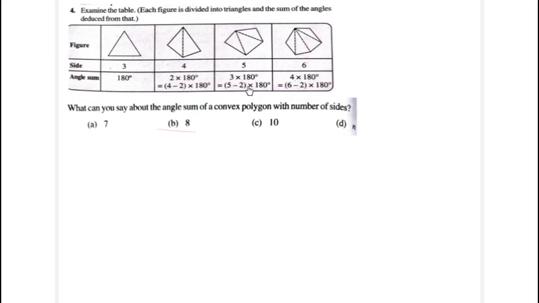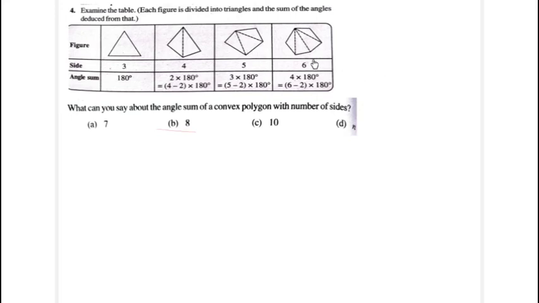Now how can we represent it? How many sides are there in a pentagon? 5 sides. So how to write it? (5 minus 2) into 180 degrees. By writing this also, we can find out the angle sum of this pentagon.